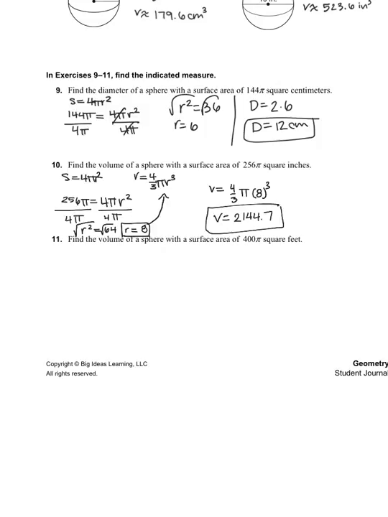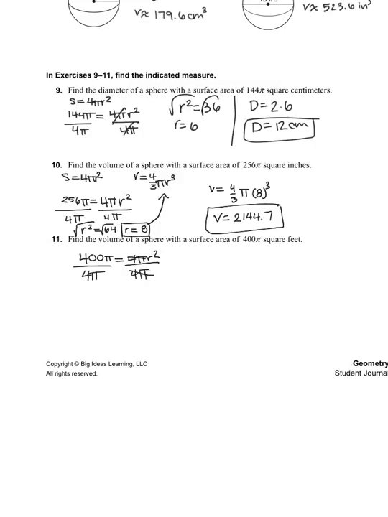Okay, for this next part, it's asking us to find the volume of a sphere, this time with a surface area of 400 pi square feet. Once again, I'm going to start with what I know. I know that my surface area is 400 pi, and that's equal to 4 pi r squared. Okay, so with that, I'm going to start off by finding my radius. Once again, I'm going to divide both sides by 4 pi.